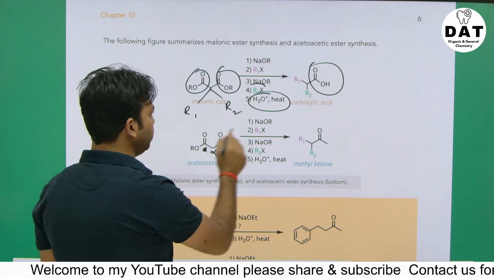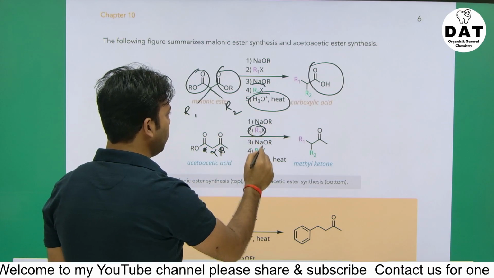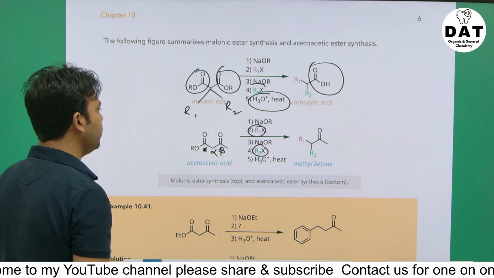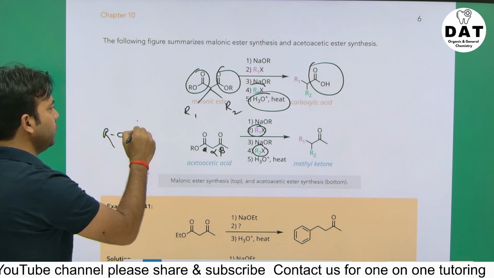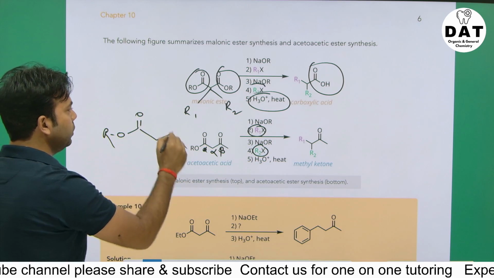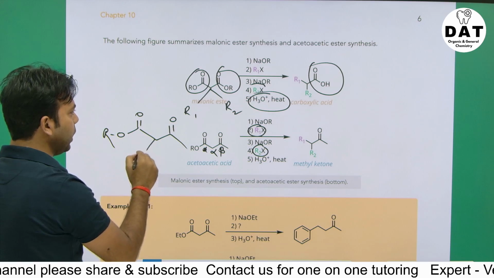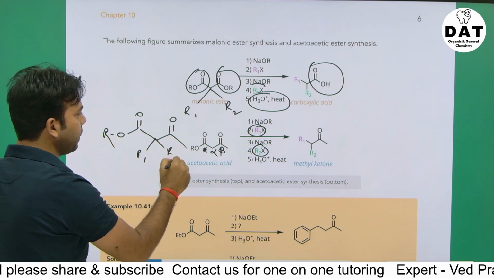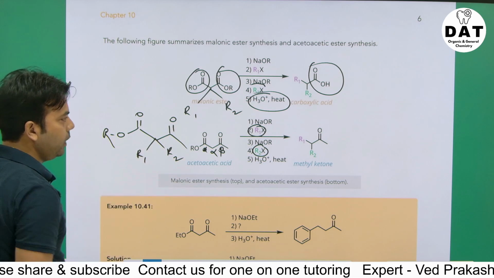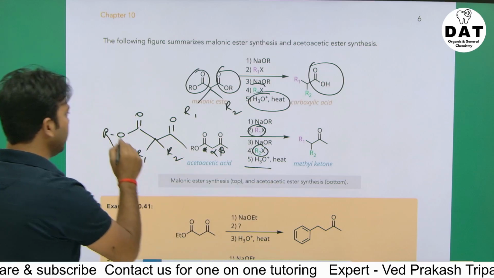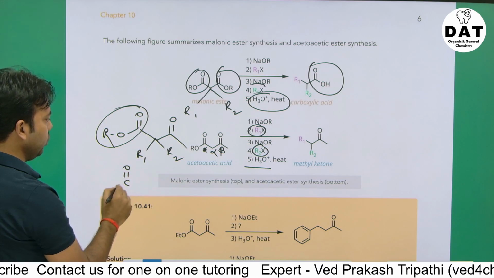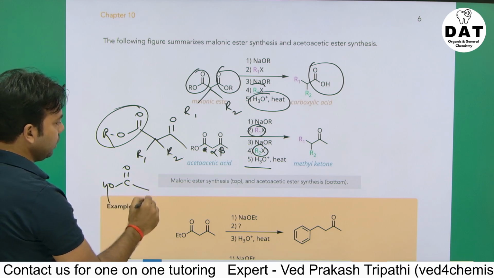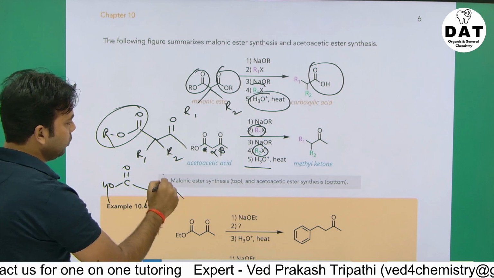So again base, R1 and R2 both you can see here. So we can draw like this: RO, C double bond O, C double bond O, this is R1, this is R2. Clear? Next step is hydrolysis. So we can hydrolyze this ester into acid. So it should be like this: COOH, R1, R2, and then ketone.